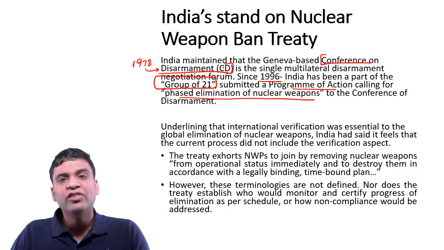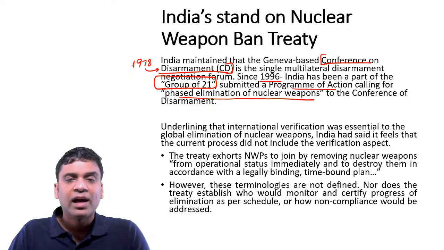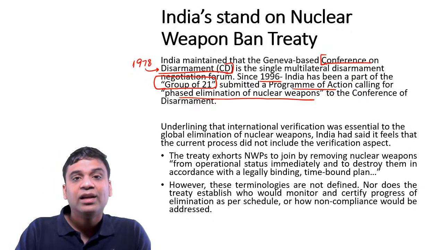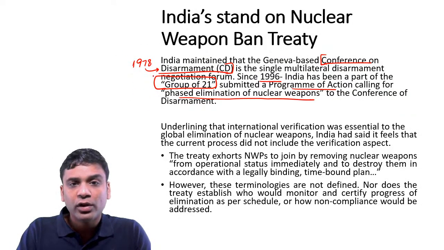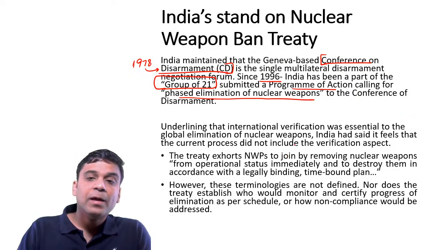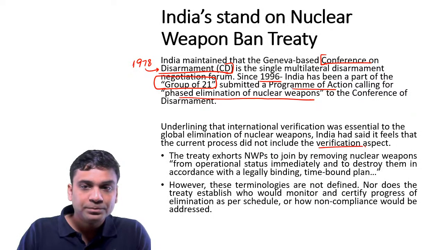So suddenly a new NGO comes up in 2007 and in 2017 they introduce a new treaty. By taking that up, all these years of efforts which we have put in the Conference on Disarmament are reversed. So India says that the current process does not include verification. There is no verification aspect.